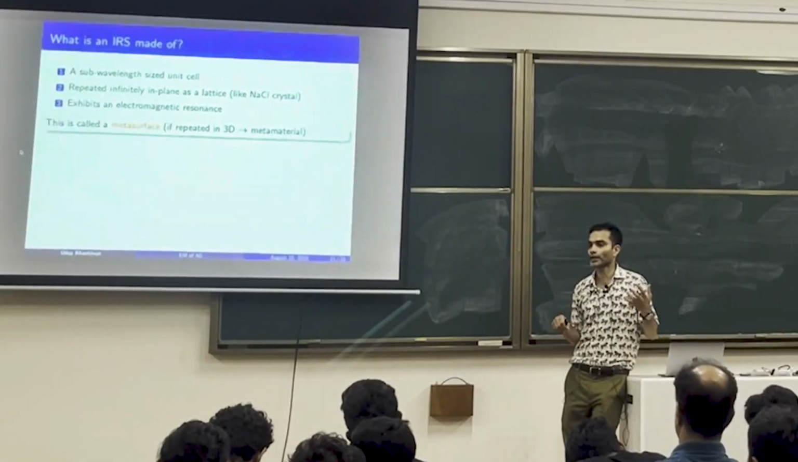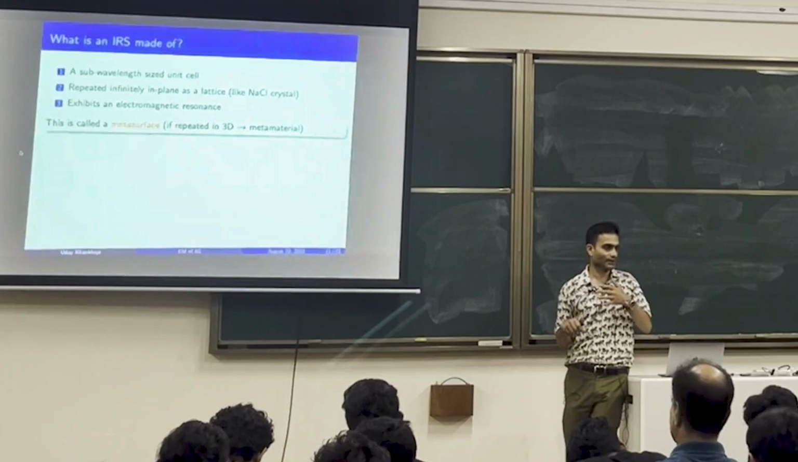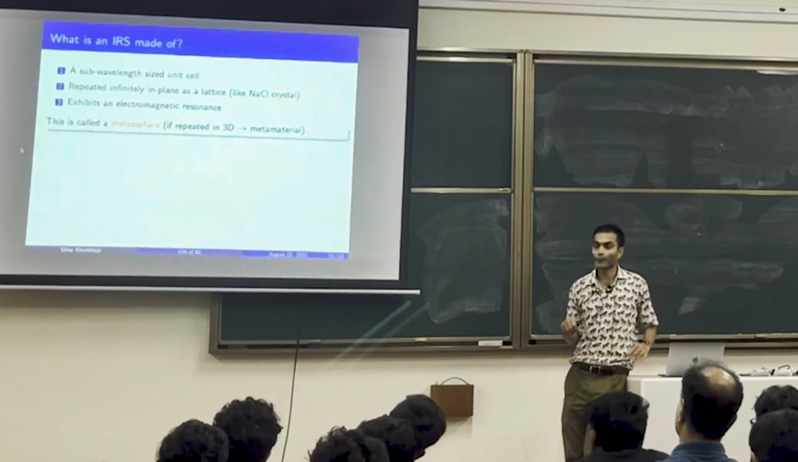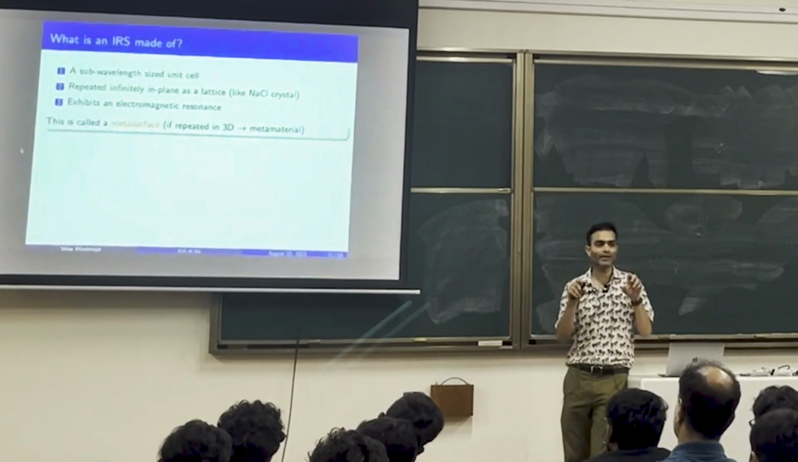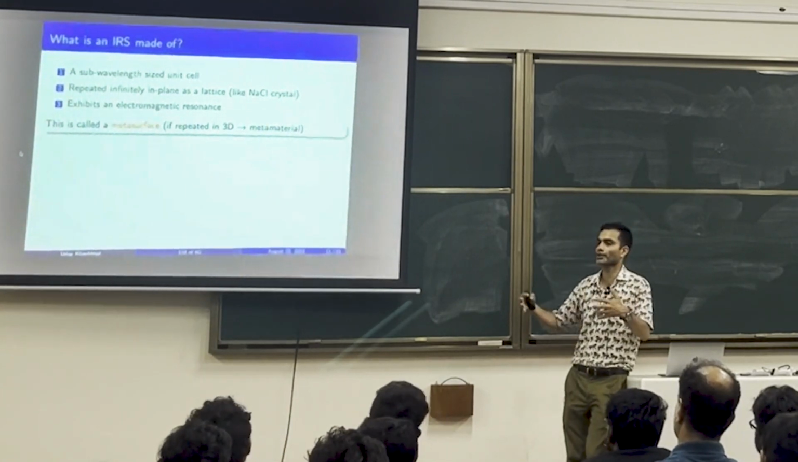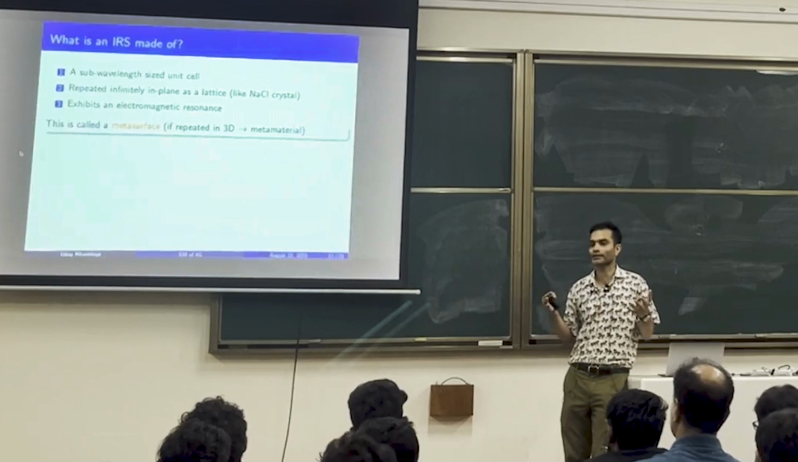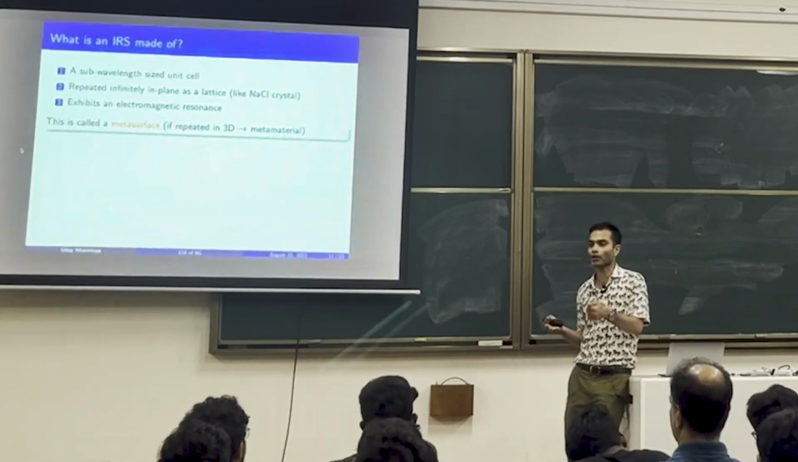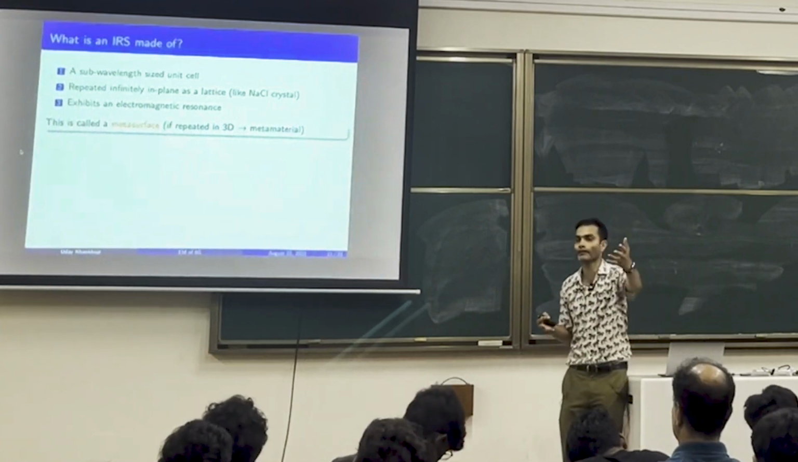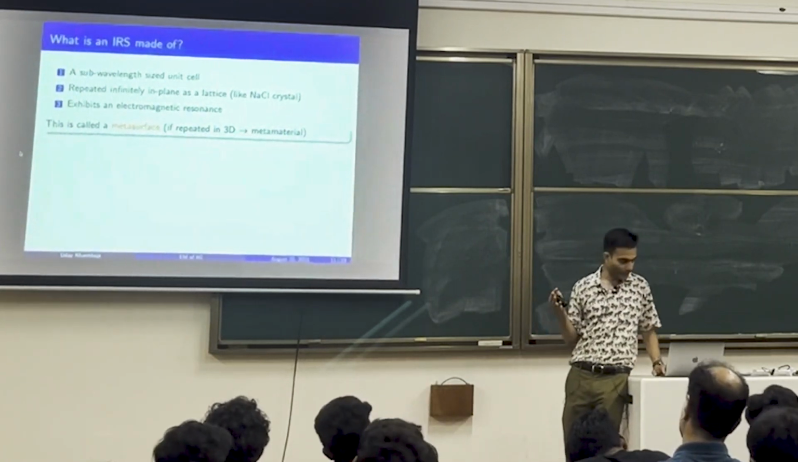When I do all of this together, this is what is called a metasurface, okay? If you repeat it in 3 dimensions, it's called a metamaterial. The word meta means that it behaves as though it is an artificial material, but it's actually not. You could make a metasurface or a metamaterial out of glass and copper, and it will behave as though it is some exotic material. That's why the word meta.